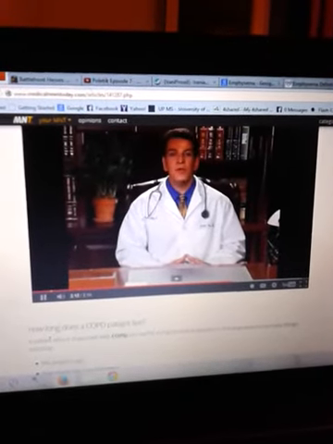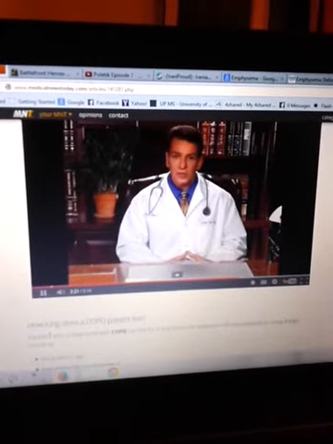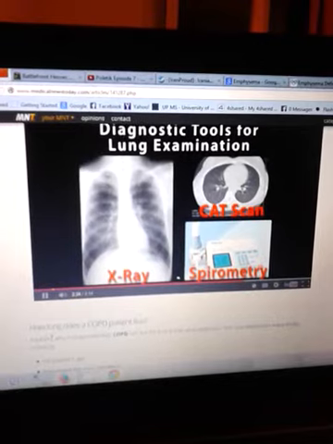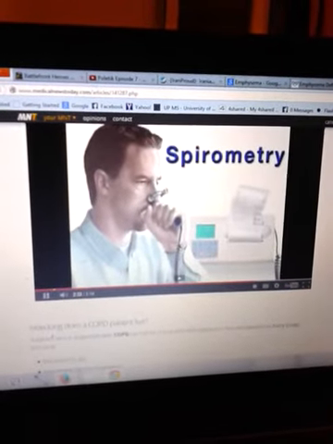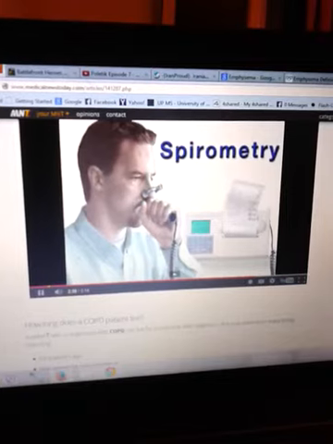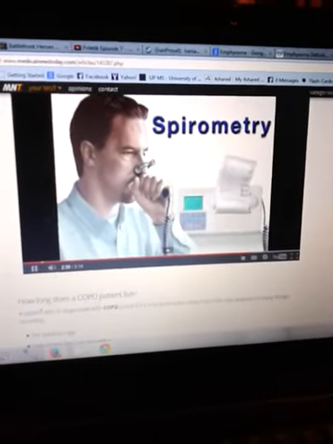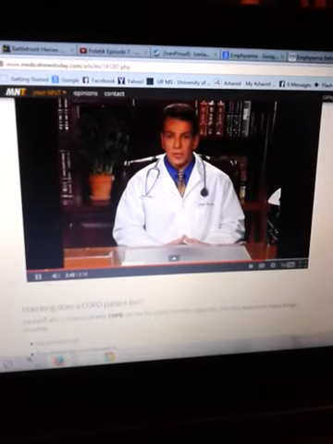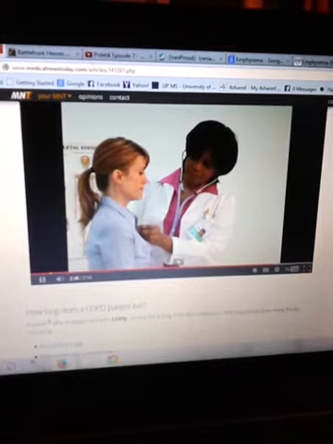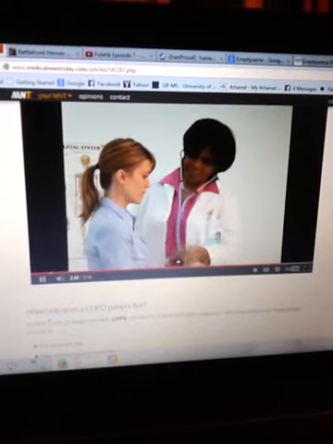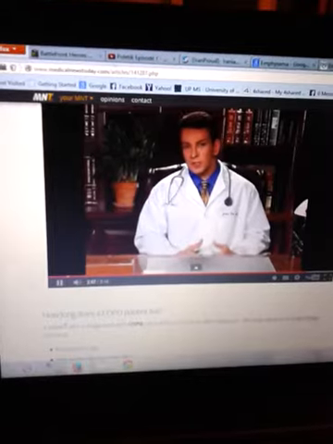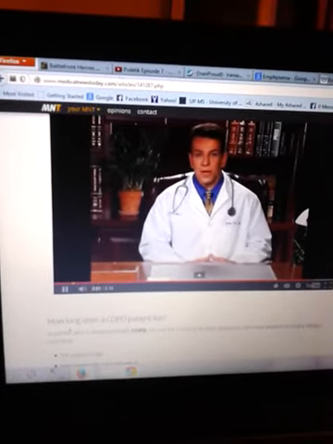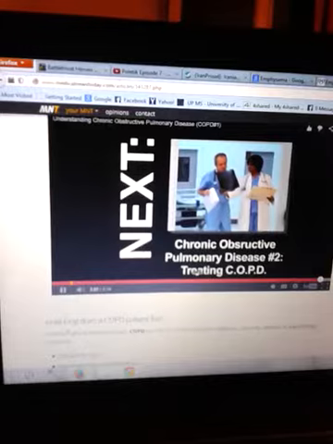COPD is usually diagnosed based on medical history and an examination of the lungs, using chest x-rays, CAT scans, and pulmonary function tests such as spirometry. A spirometer measures the inhalations and exhalations of the lung and the efficiency of oxygen transfer to the blood. There is no cure for COPD, but it can be controlled and slowed with close medical attention. If you are concerned you may have COPD, please see your doctor or pulmonologist for a checkup immediately.